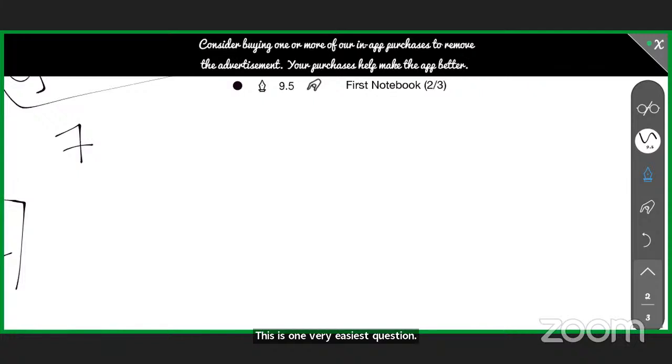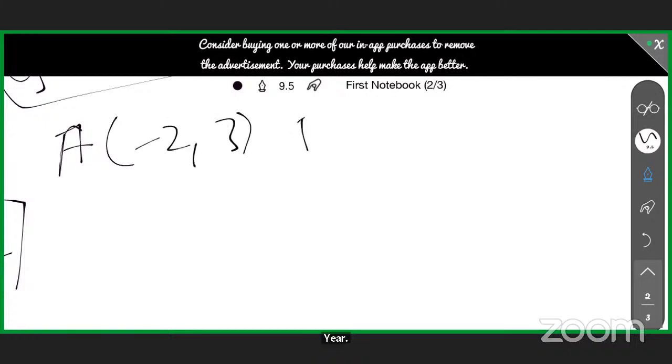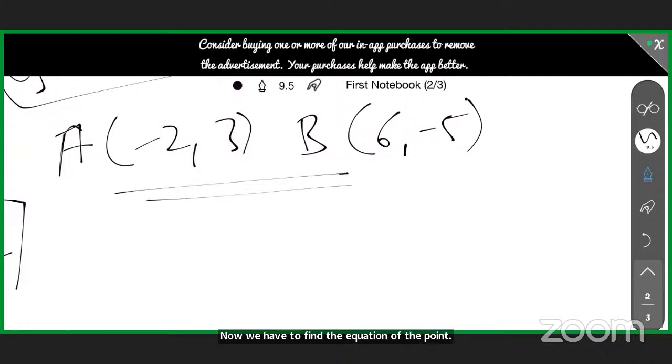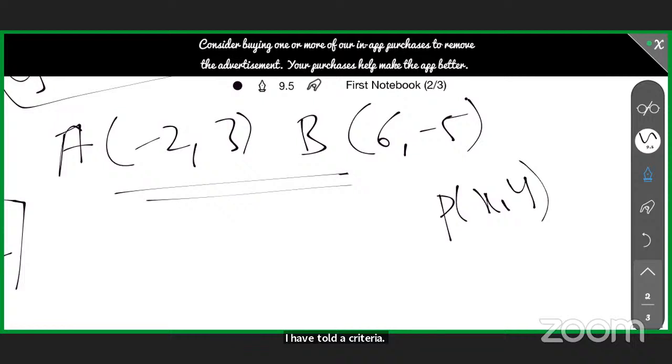Let us say A is equal to minus 2 comma 3 and B is equal to 6 comma minus 5. Now we have to find the equation of the point which is equidistant from these 2 points. Take a common point x comma y. I have told you the criteria. The criteria is that it should be equidistant from these 2 points.